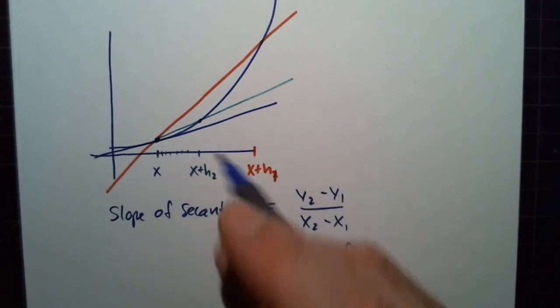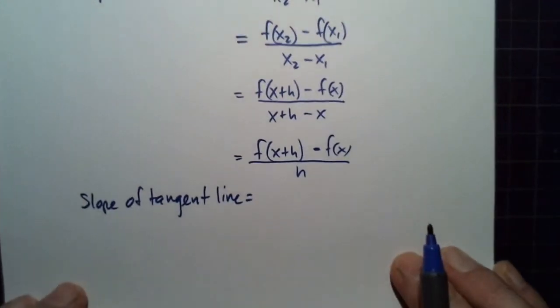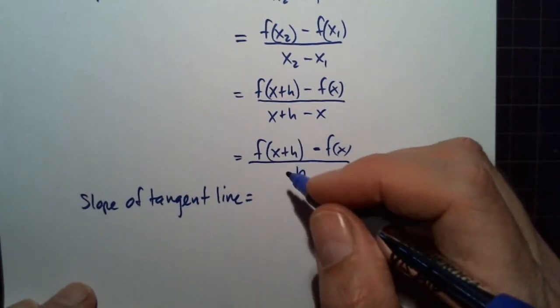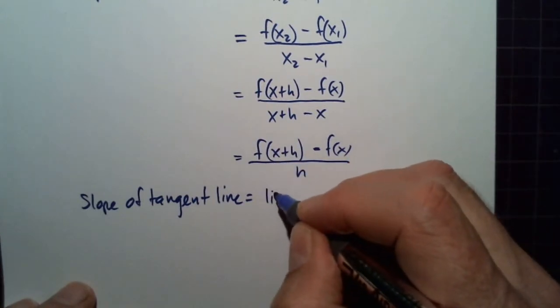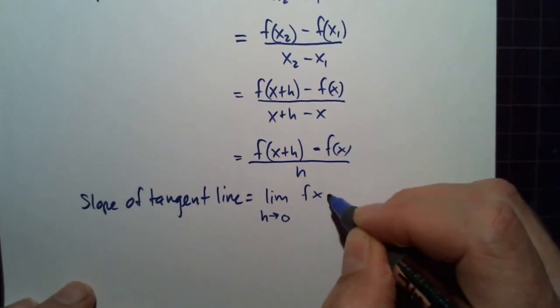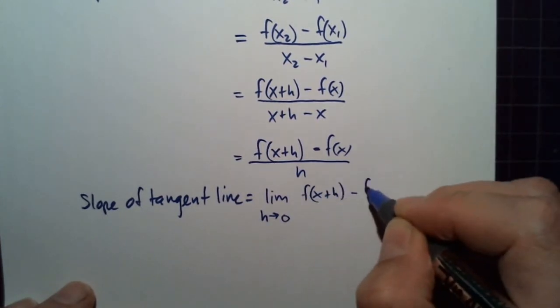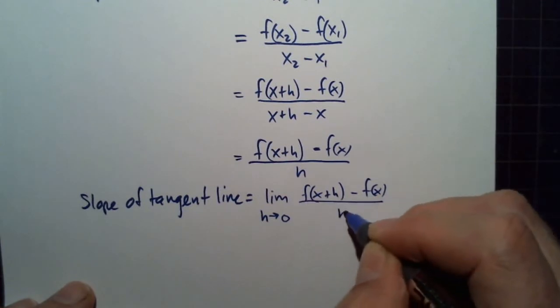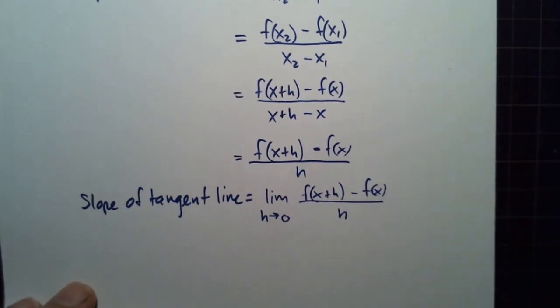The points are approaching x, and we can say that the slope of the tangent line is the limit as h goes to 0 of f of x plus h minus f of x over h. And that is the slope of the tangent line. It's also called the derivative of f, and that's calculus.